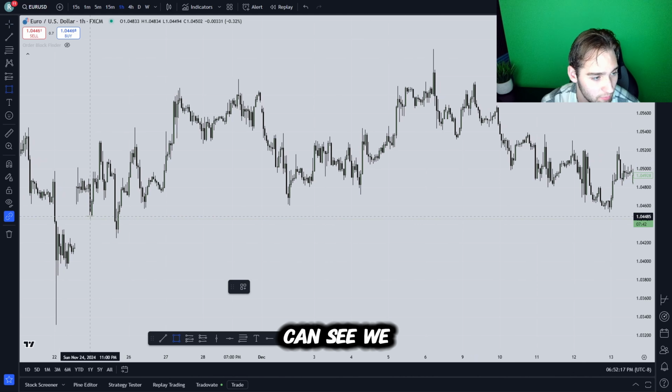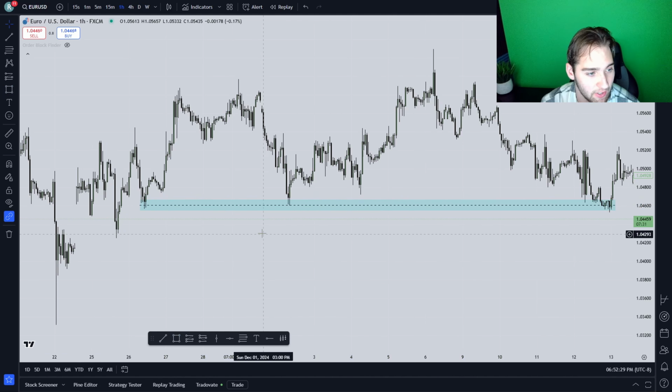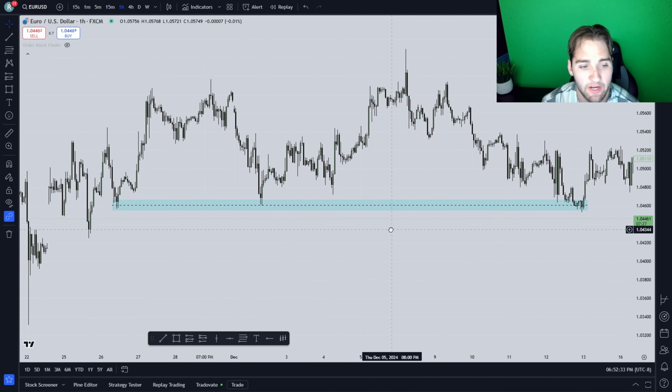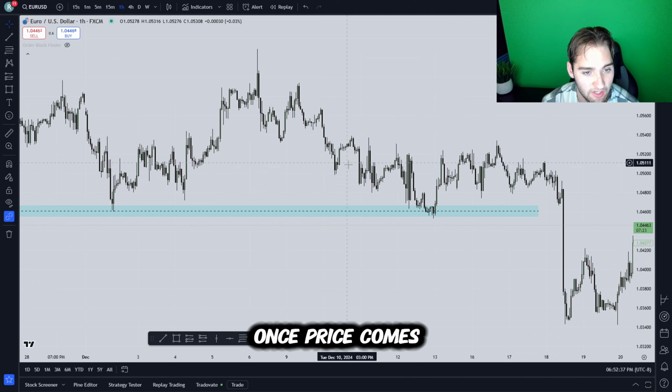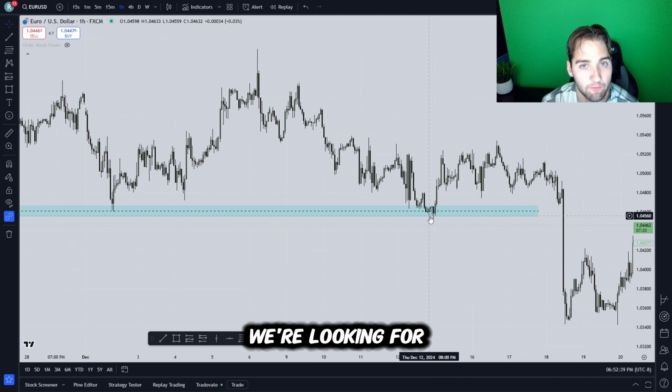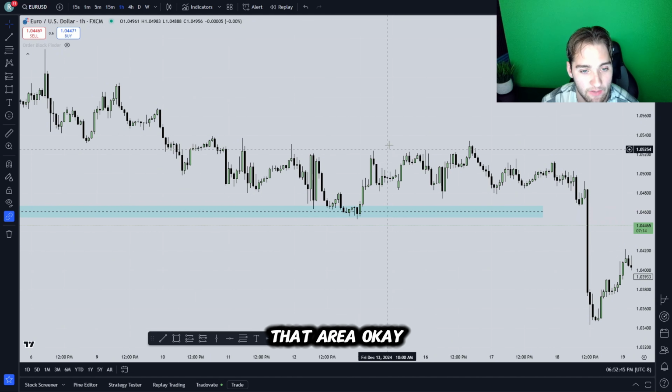As you can see, we got one here too. This one came down into this area here. So we're just going to highlight these two lows and spread this over here. We got this low and this low, and then as we spread it out across our chart, once price comes into that area, we're looking for an entry on a lower time frame, which then hits that area and bounces off it.